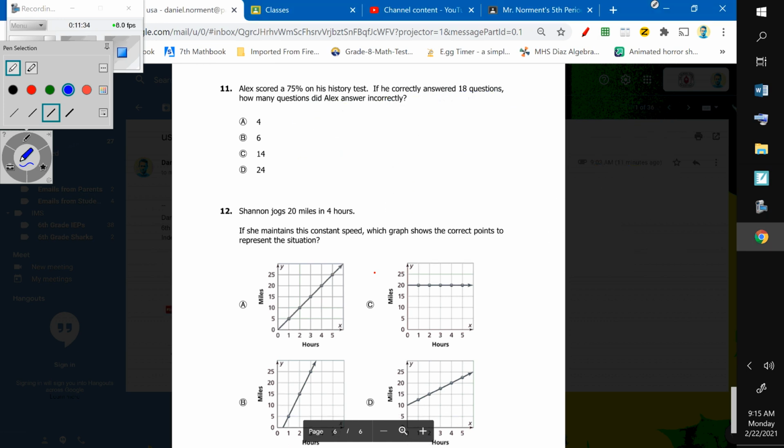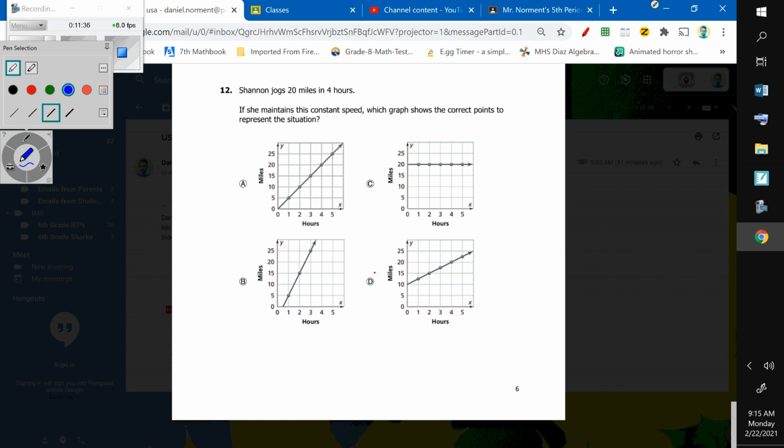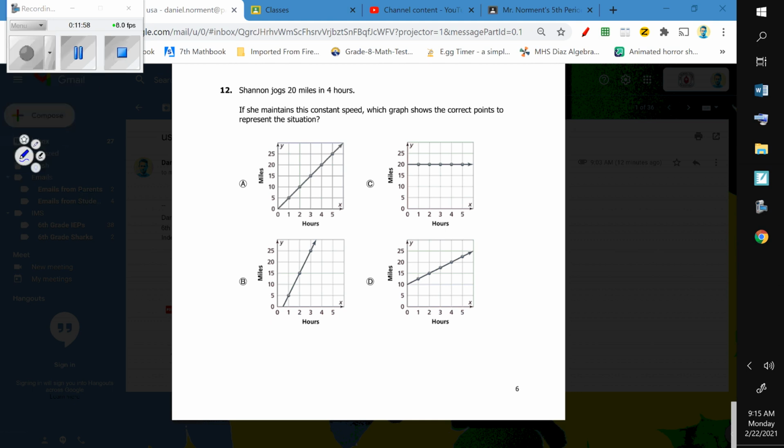And then last but not least, number 12. Good luck. She jogs 20 miles in 4 hours and maintains a constant speed. I think you guys can figure that one out. Figure out how many miles per hour she goes and look for the chart that shows that. Okay? That's it. Hope that was helpful.